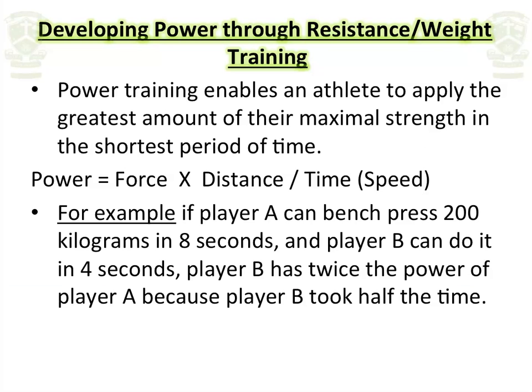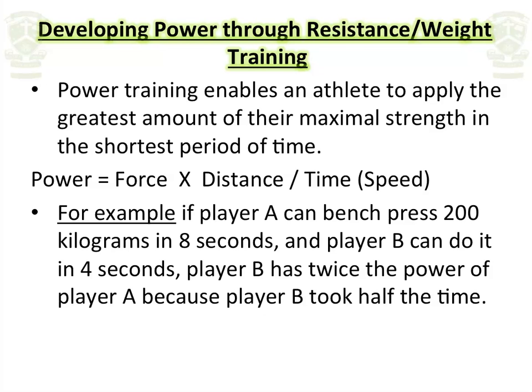Now looking at how we would develop power through resistance or weight training, we look here at the formula for power. Force times the speed, so distance over time is the speed. Force is literally how strong are you, the speed is how quickly can you apply that strength. And we've got a little example here: 2 people who can bench press exactly the same. So in terms of pure strength, we would say they're the same. But if we looked at power, because player A can only do it in 8 seconds, whereas player B can do it in 4, player B is twice as powerful because that person can move that force twice as quickly.